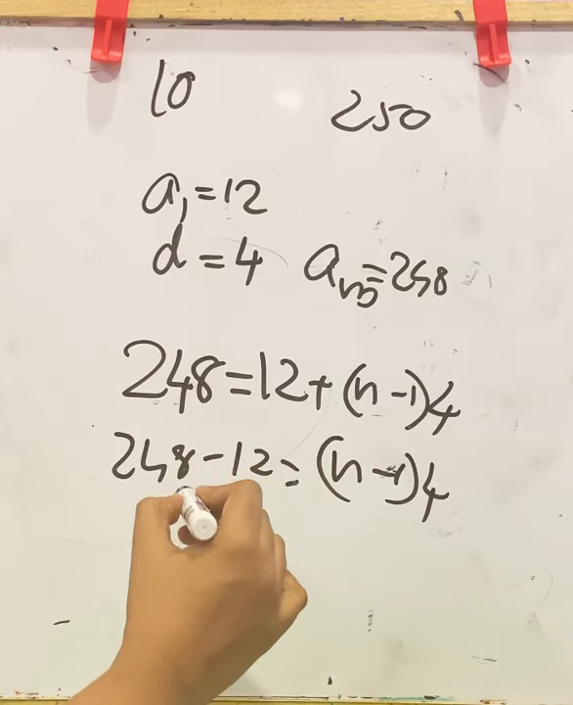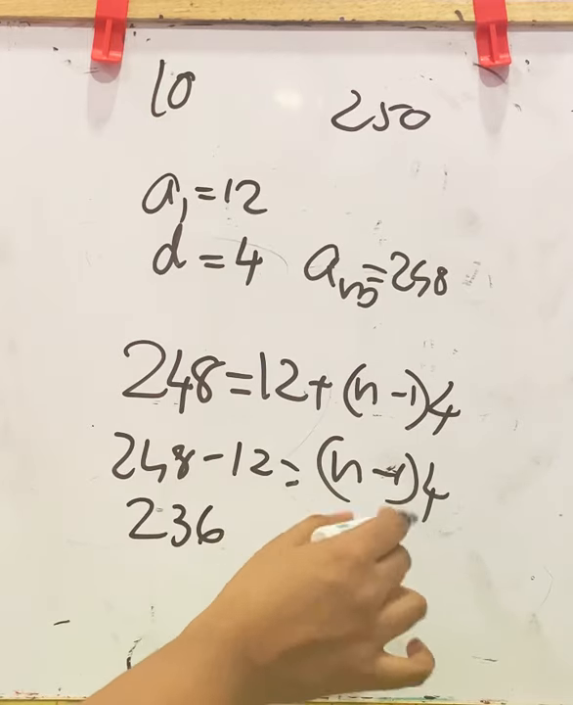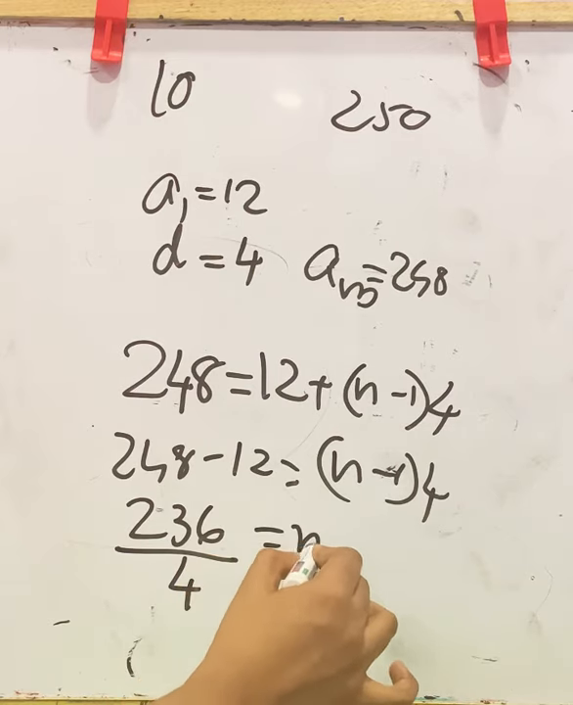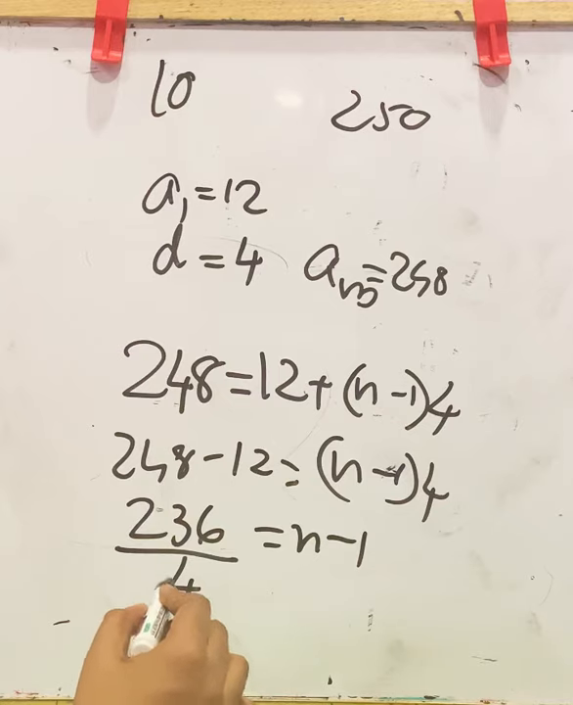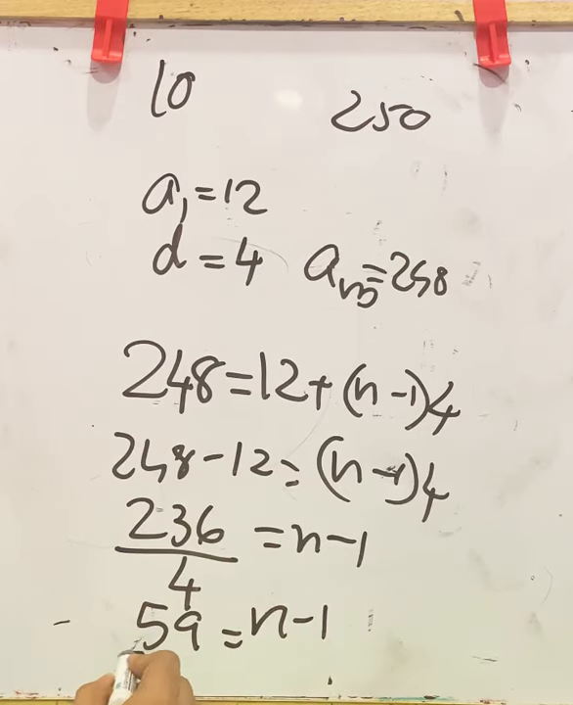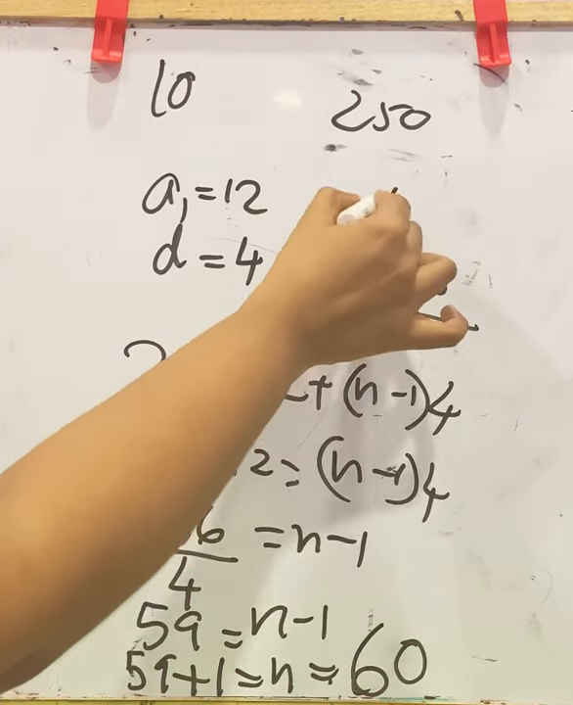248 minus 12, that is 236. Now take this 4 to the side, it goes to the denominator. 236 divided by 4 equals N minus 1. If we divide it by 4, we will get 59 equal to N minus 1. Now take this negative 1 to the side. 59 plus 1 equals N, that is 60. That means this is the 60th term.